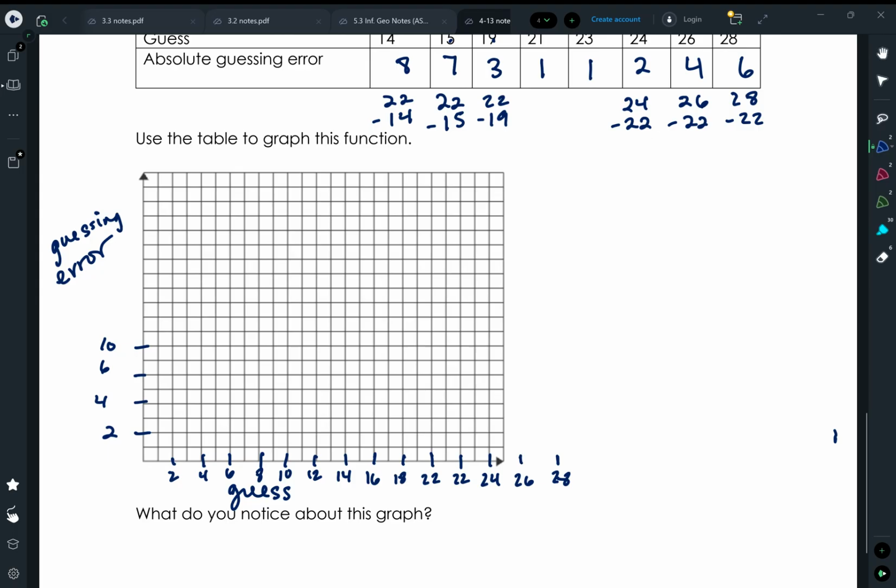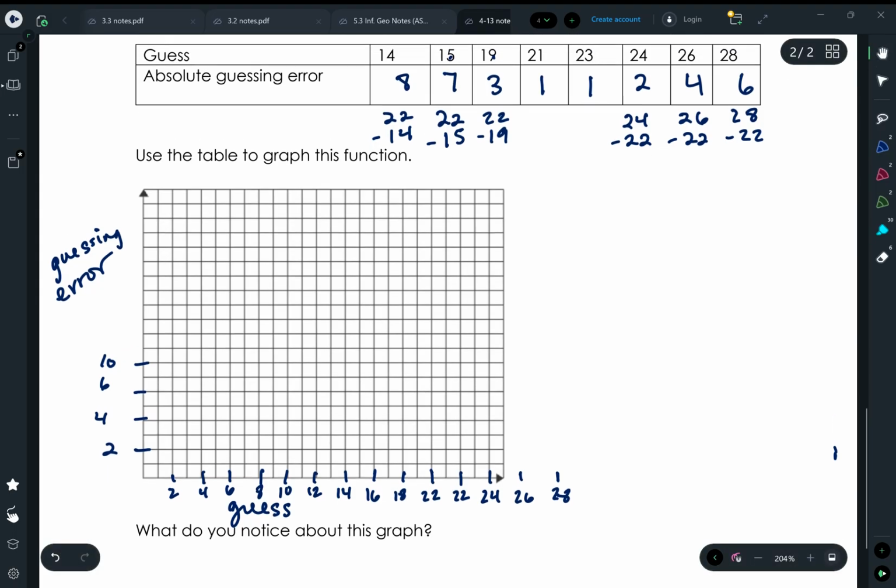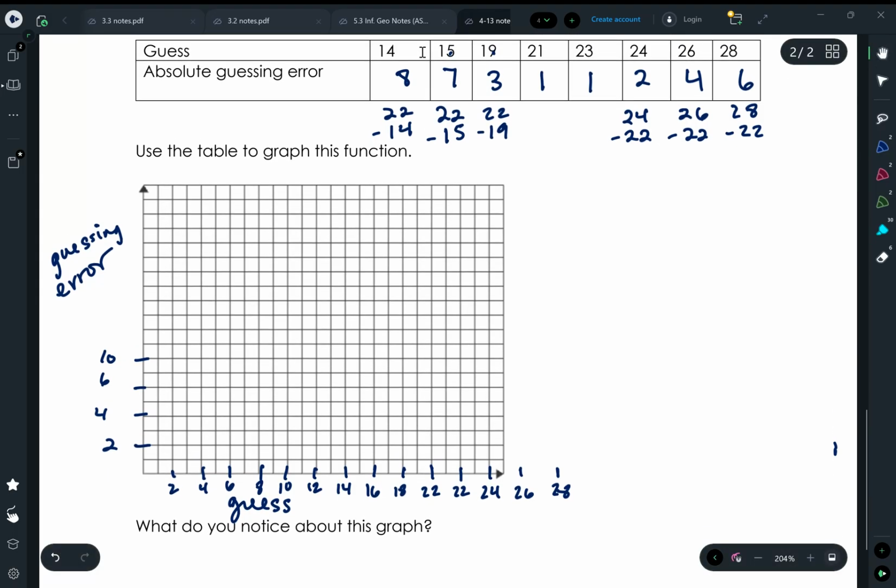let's see. My guess of 14 has an absolute guessing error of 8. So when we graph 14, we are going to go up to 8. Oh, you know what? I totally screwed up that y-axis. It should be 8 and then 10. Good thing we saw it. So when we have a guess of 14, we're off by 8. When we have a guess of 15, we are off by 7.